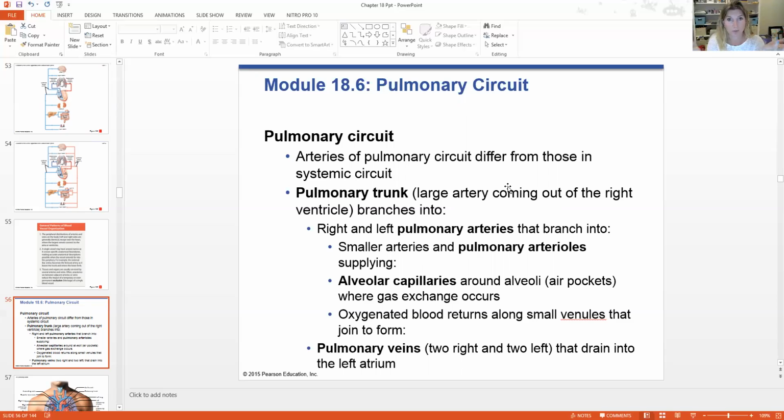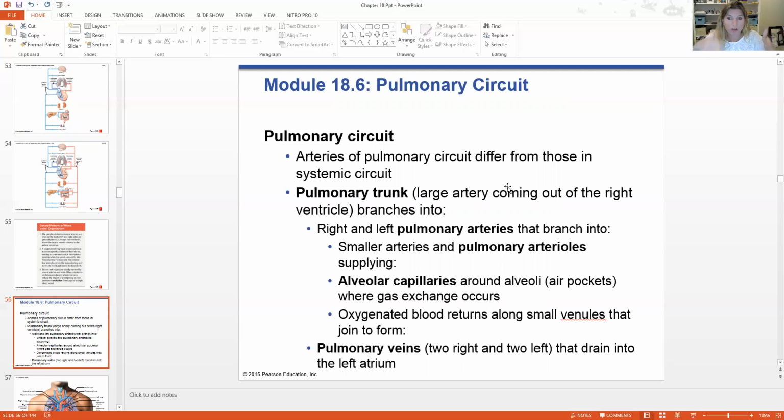You have your right and left pulmonary arteries. Your right and left pulmonary arteries branch into smaller arteries and then pulmonary arterioles. The pulmonary arterioles branch into and divide into the alveolar capillaries. So the capillaries in the lungs are called alveolar capillaries. The alveolar capillaries are surrounding the alveoli. The alveoli are the air pockets inside of our lungs. A lot of new vocabulary right there in that sentence.